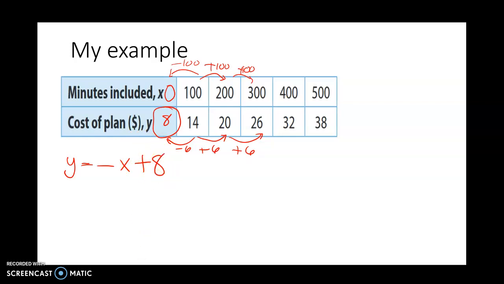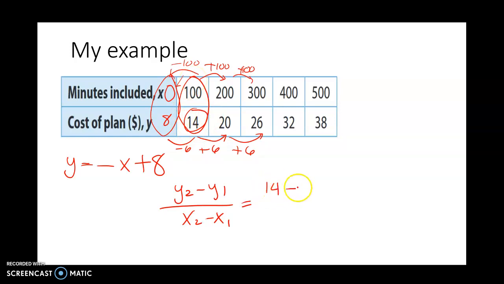Now we got to find slope. So we're going to pick two ordered pairs, and we're going to do y2 minus y1 over x2 minus x1. I like to pick the two lowest ones because there's less multiplying, and odds are we have a 0. So let's do y2 is 14 minus y1 is 8, x2 is 100 minus x1 is 0.